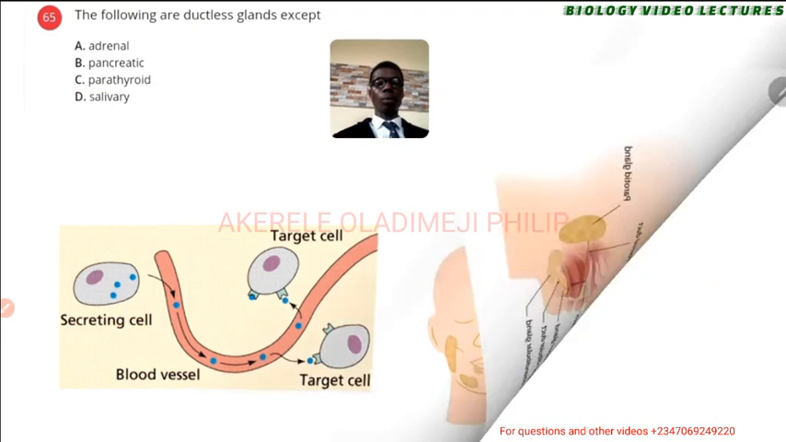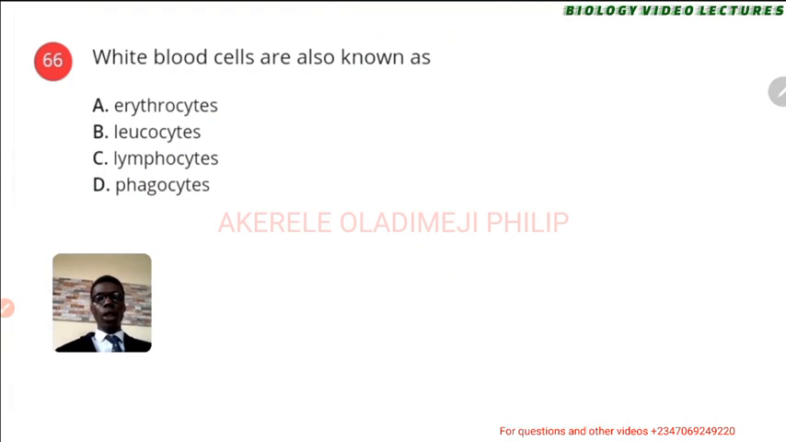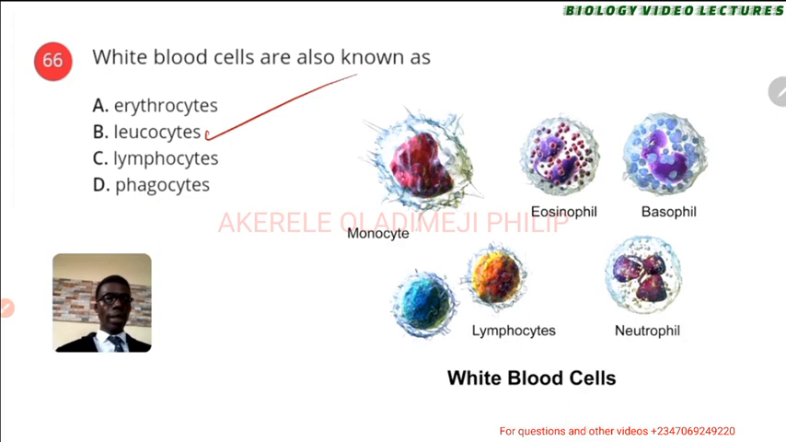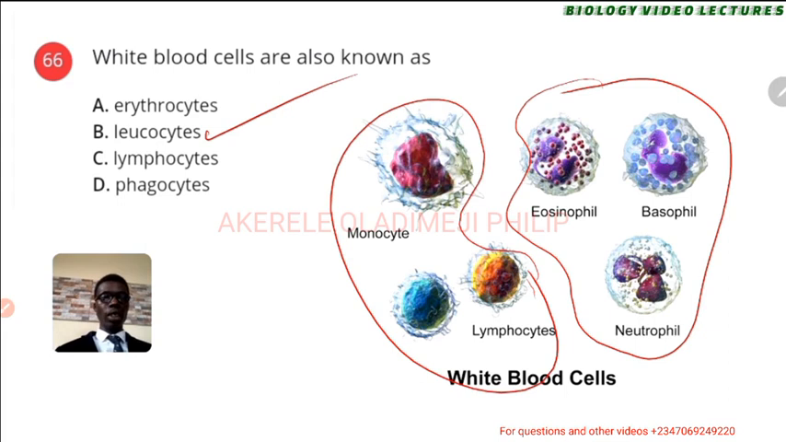White blood cells are also called leukocytes. White blood cells are put into categories. These three are called granulocytes. These other two are called agranulocytes. These ones are called granulocytes because they have granules in their cytoplasm. You can see granules there. While the agranulocytes are called that because they don't have granules in the cytoplasm.